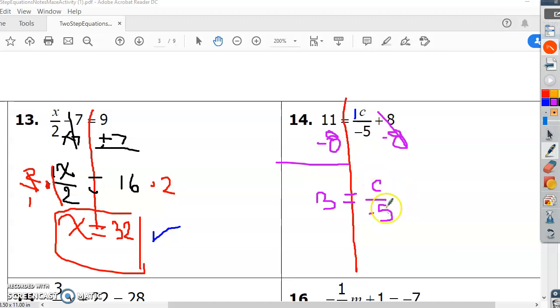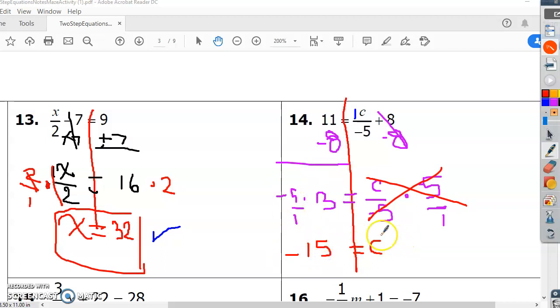Coefficient was negative 1/5, so times negative 5 over 1. Don't forget to bring your negative sign with you, times negative 5 over 1. I'm going to get rid of this, gone, and I have my coefficient left, C, and negative 5 times 3 is negative 15 divided by 1, which you get negative 15 either way. Final answer.